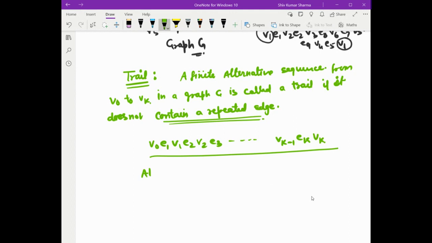We can write that all edges are distinct. You have to remember all edges are distinct, where j lies between 1 to k. When we use k vertices, that means ek is used. So all the edges are distinct. So this is known as the trail.